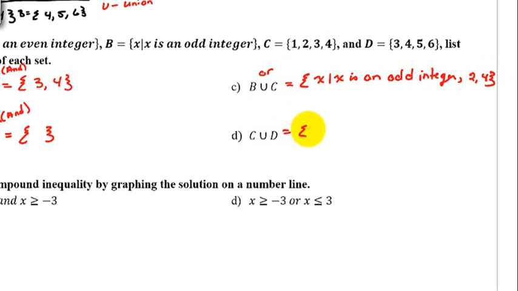And then C union D. So everything that's in C, so 1, 2, 3, 4, plus the stuff that is in D, which is the 5 and 6. You never list numbers in a set twice. So just because we're adding these two sets together, we don't list the 3 and the 4 twice. We only list them the one time. Okay.